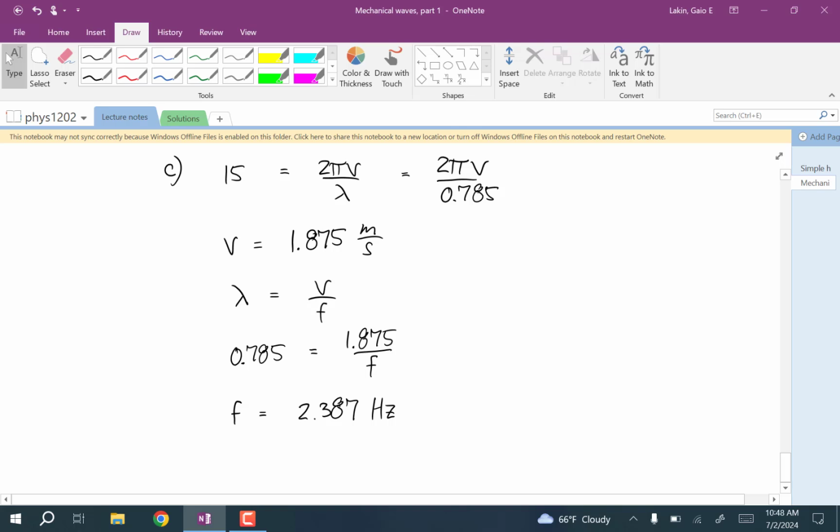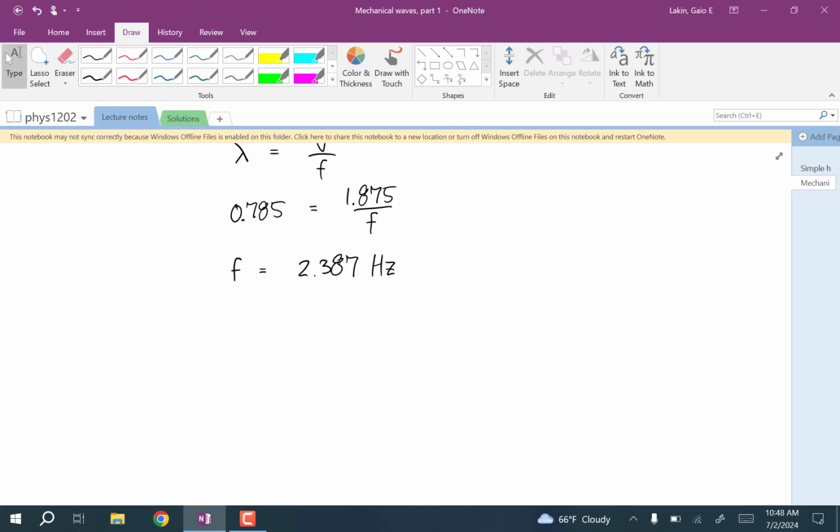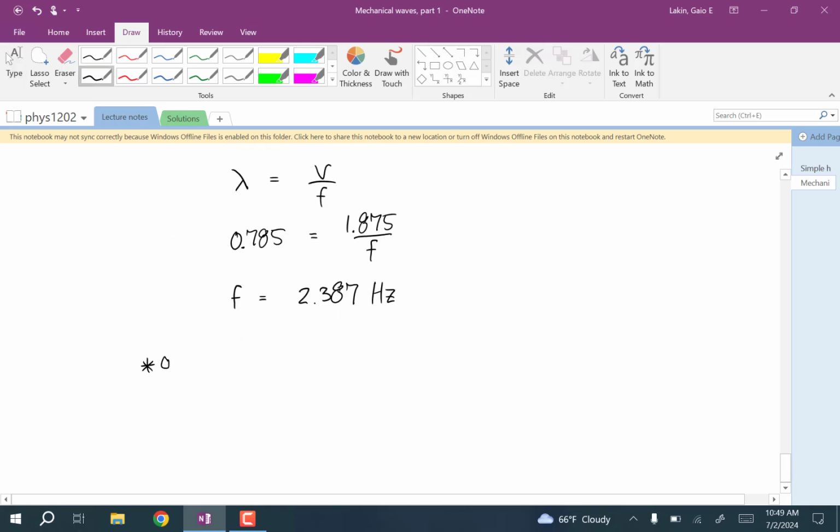Well, what if we wanted to figure out what a snapshot of this wave would look like at a given instant? So let's come up with a new question here. Let's say that we have a part D. For another part now, let's say that we want to figure out what the oscillation of a point on this path looks like. So we're going to choose an x, and I'm going to choose x equals 0 just to make this simple.